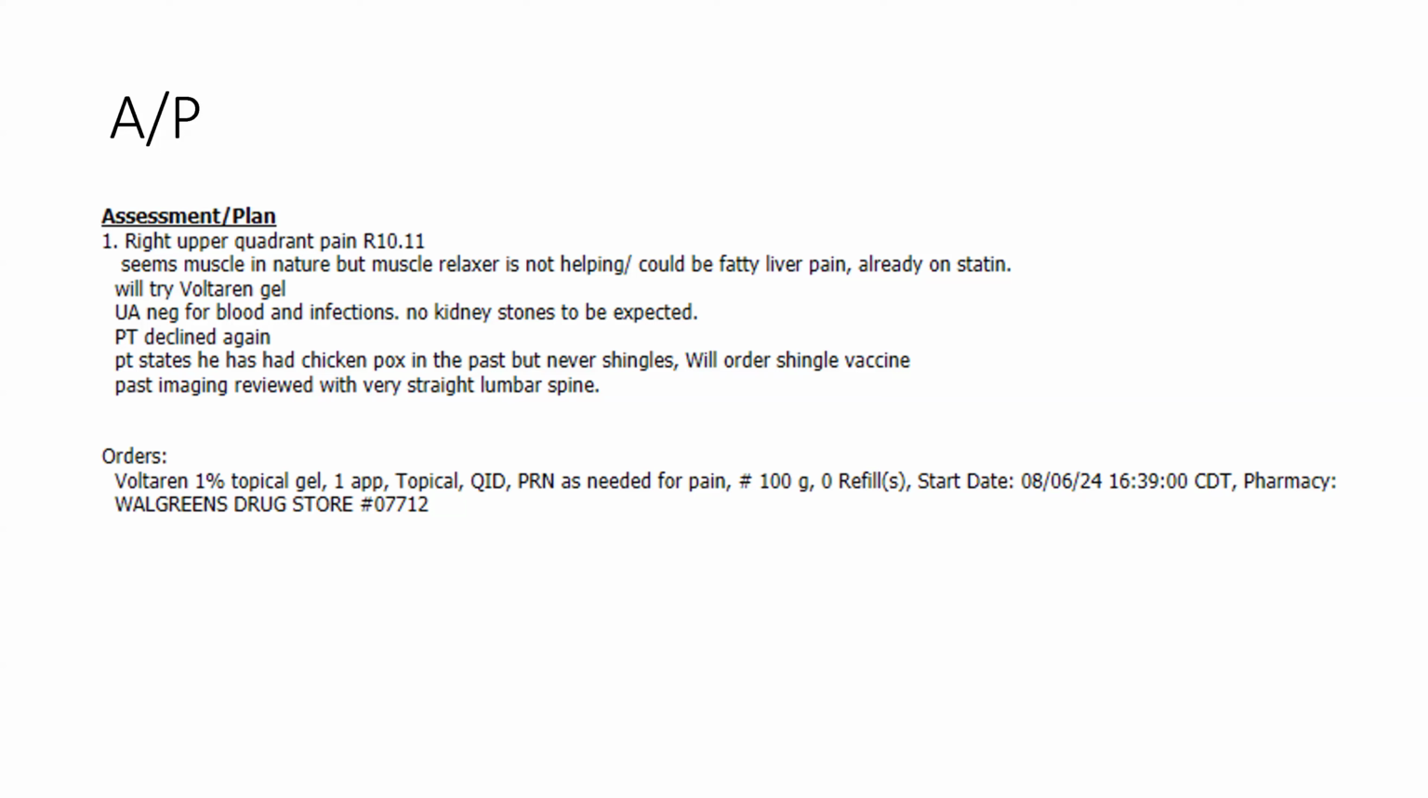That's where a good auto text helps: images from July, very straight lumbar spine. I mean, very straight lumbar spine is enough probably, but just past imaging reviewed doesn't say whether you reviewed the images yourself or a report. I doubt the radiologist put in the report, very straight lumbar spine. The date is important. I always reference at least the month and year.